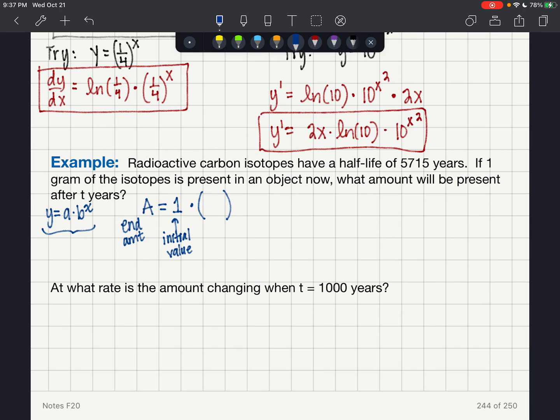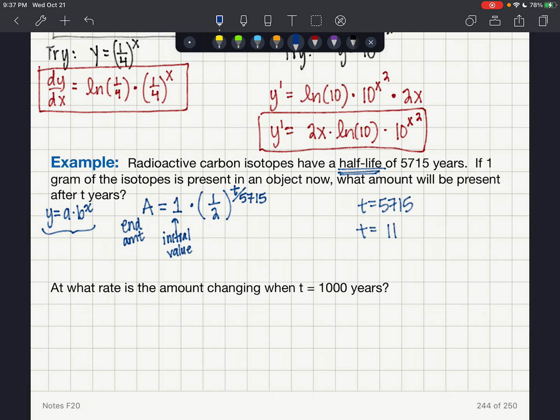Times how much is going to be present. We're talking about a half-life. So a half-life means I'm going to lose half, but I'm also going to retain half. And I'm going to have how many 5,715 year periods. So it'll be 2t over 5,715. So if there's one 5,715 year period, that means time will equal 5,715, and I'm going to lose half once.